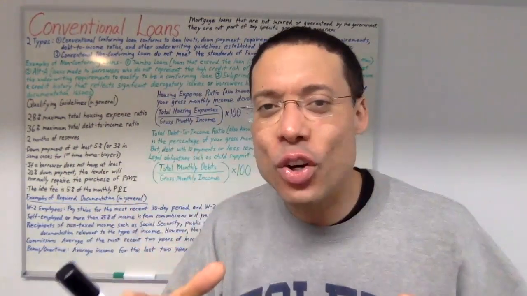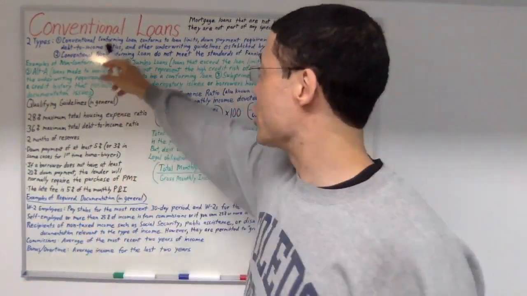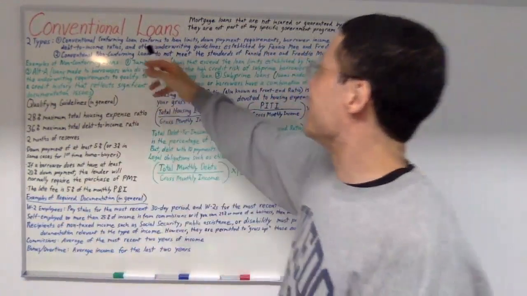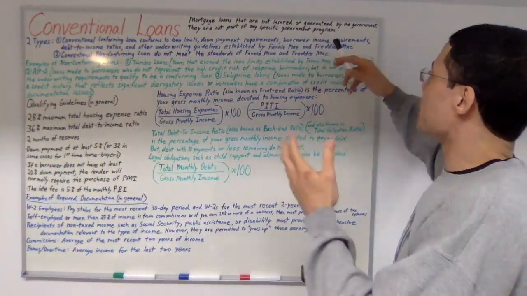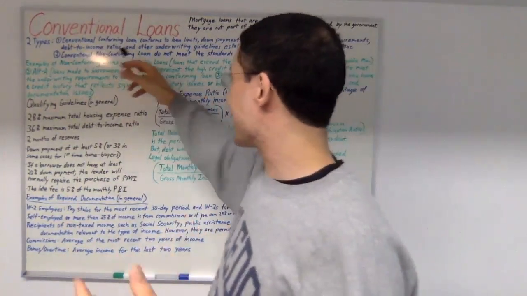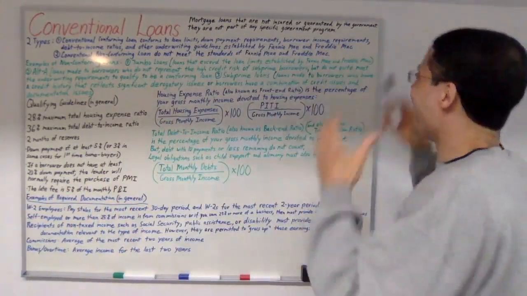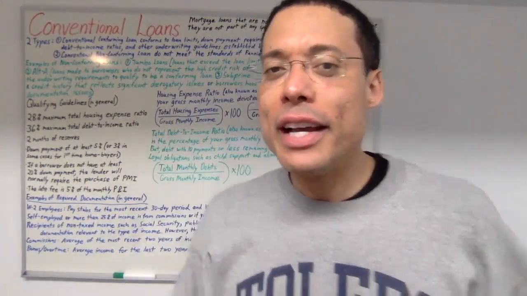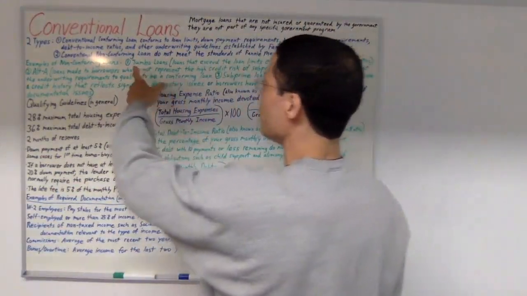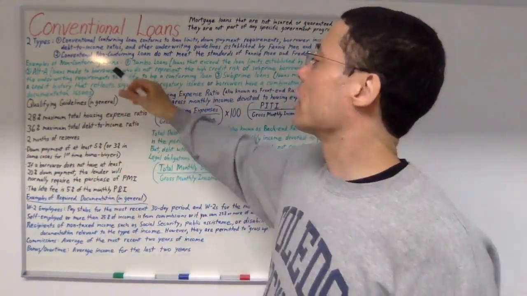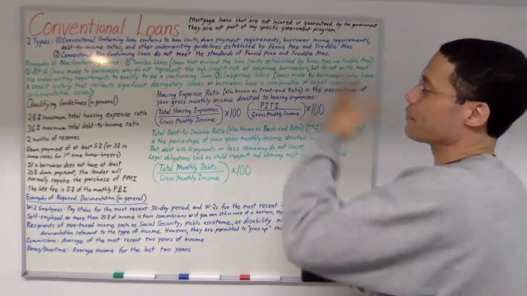What are conventional conforming loans? What does that even mean? Well, conventional conforming loans are conventional loans that conform to loan limits, down payment requirements, borrower income requirements, debt to income ratios, and other underwriting guidelines established by Fannie Mae and Freddie Mac. What are conventional non-conforming loans? Conventional non-conforming loans are conventional loans that do not meet the standards of Fannie Mae and Freddie Mac.